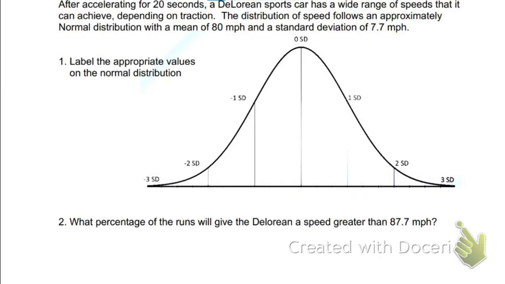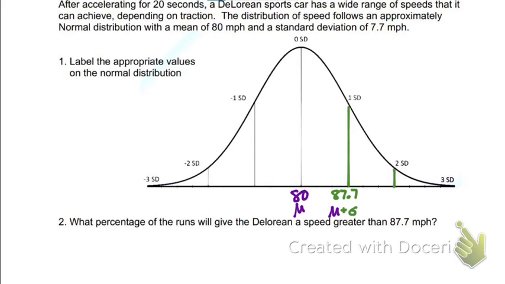So on my normal curve, what goes right in the middle? Mean, which is 80. So here's my mean of 80. One standard deviation over, how do I find that? What was our standard deviation again? 7.7. So I'm going to add 1 standard deviation to the mean. So I would have 87.7 here.